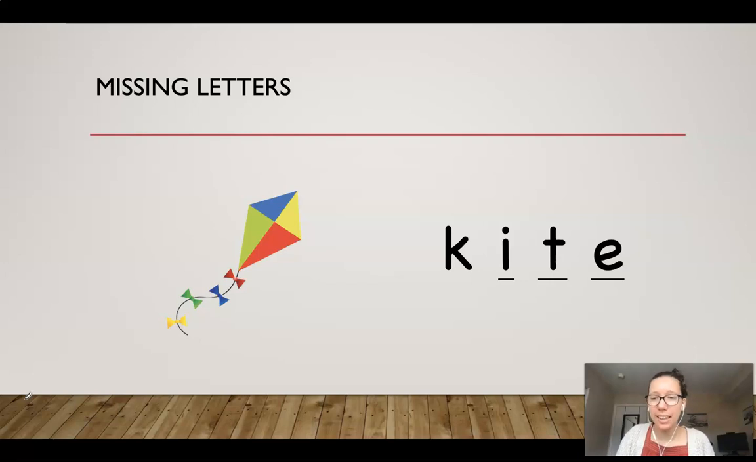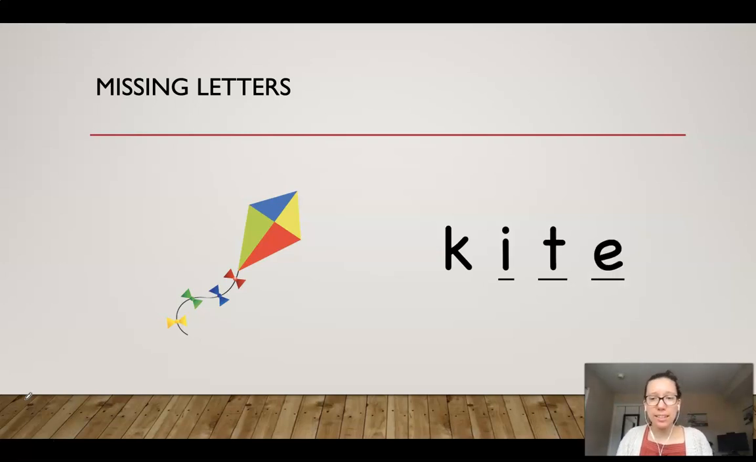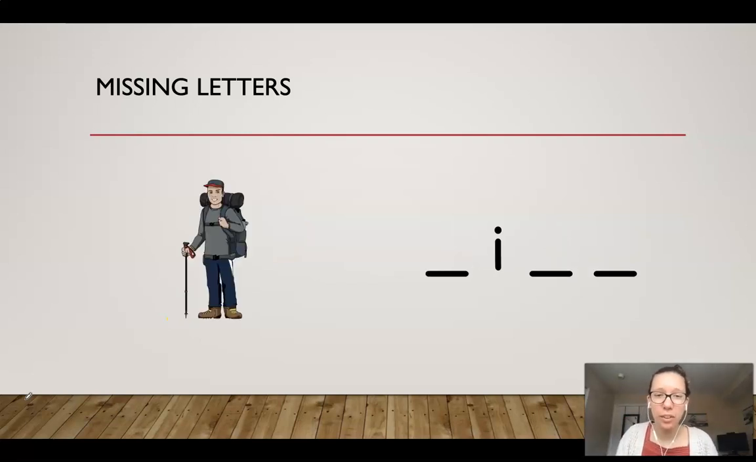That's correct, we need silent E. Without that silent E, this word is kit. K-it, kit. But once we put that silent E on the end, we have k-ite, kite. That silent E is hopping back to make the vowel long.